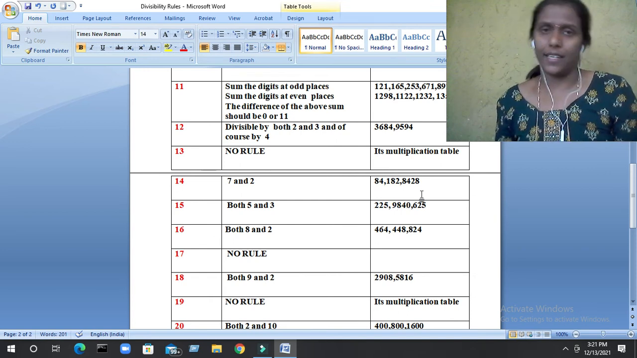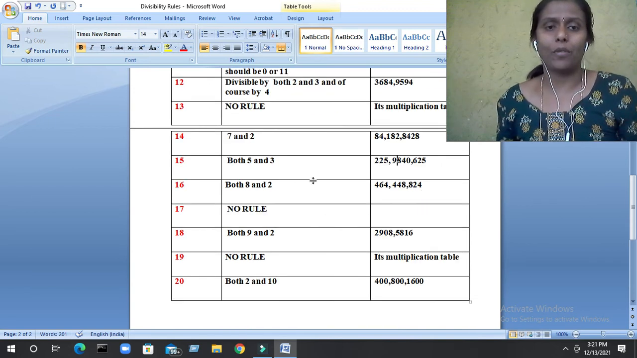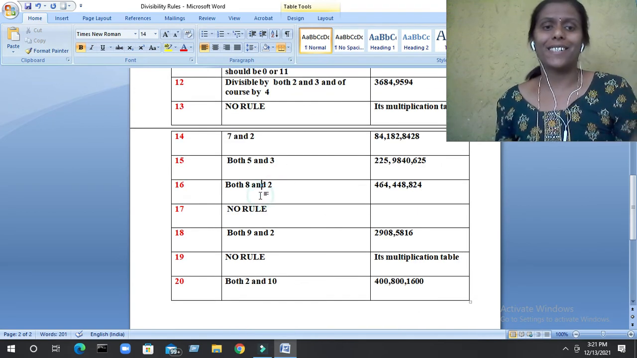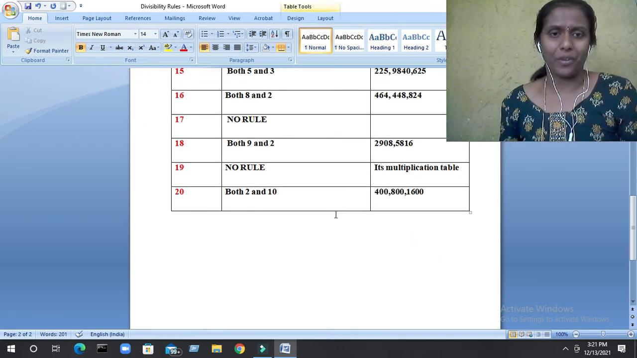And then go for 16. When I said 16, it is both 8 and 2. Apply the rules and cross check. For 17, we don't have a great division rule. And the same thing applies for 19 because they are prime numbers and odd numbers.